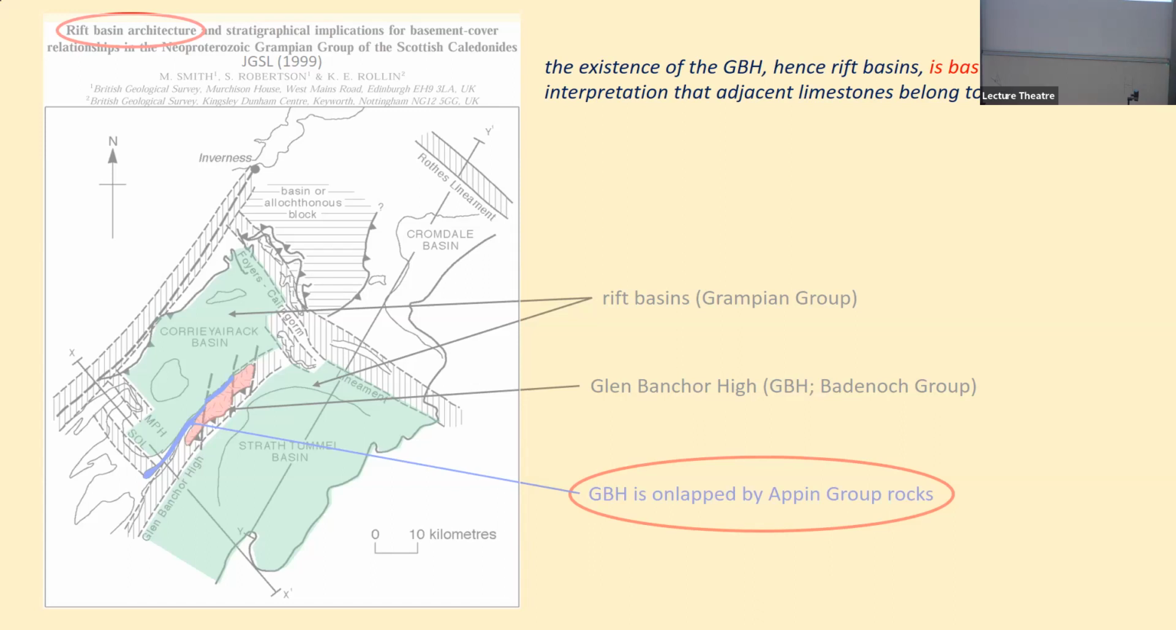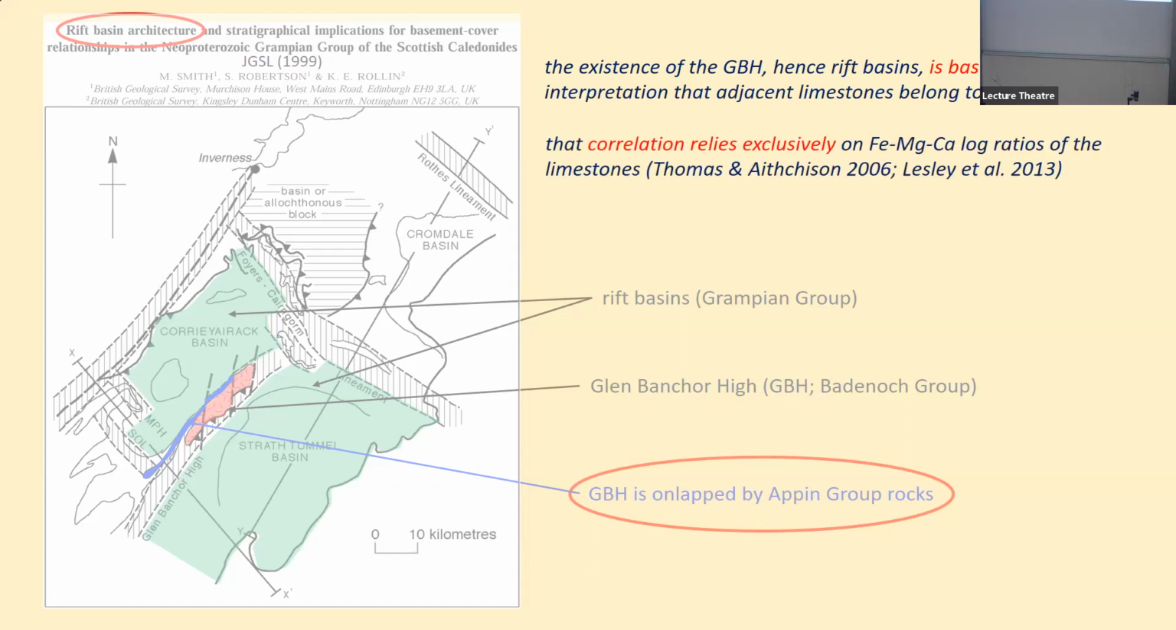And the existence of the Glenbanker High is based entirely on that interpretation that the limestones, these thin limestones that occur to the margins of the Glenbanker High, were Appin group. And that correlation is entirely based on looking at iron, magnesium, calcium ratios. People have looked at the geochemistry of those rocks. Sometimes it works, sometimes it doesn't, in terms of matching up units that you think are correlative because of major element and trace element and rare earth element chemistry. And I'll show you some new data in a minute. So that is the evidence for the Dalradian having started life out as rift basins.